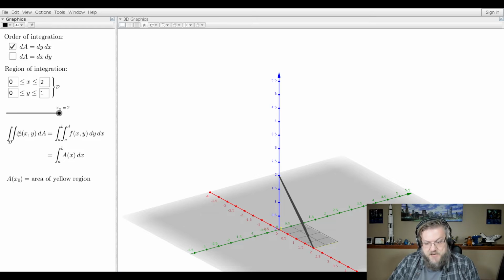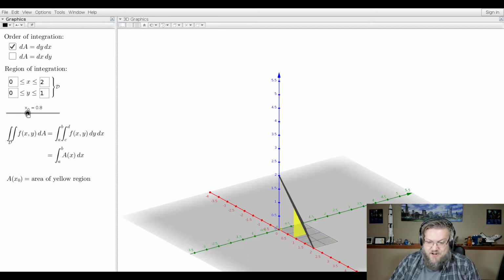In other words, the double integral over the function surface, dA, is the integral from something to something of the integral from something to something of that surface dy dx. Or it's the single integral over the area function, right? We can think of it both ways like that, okay?